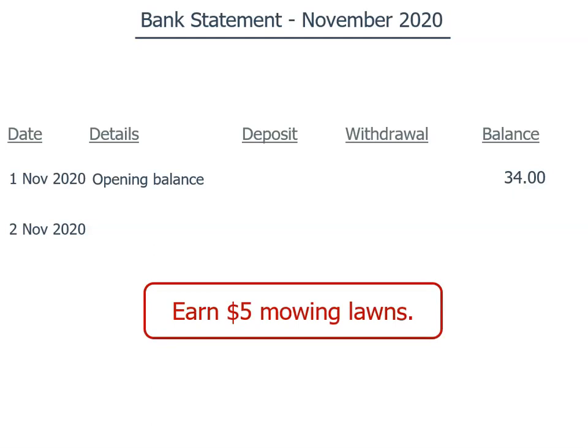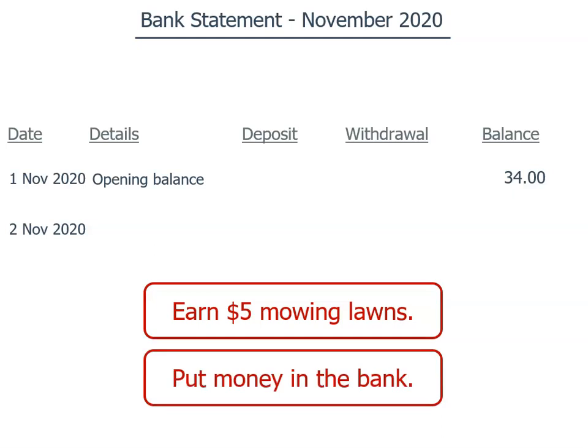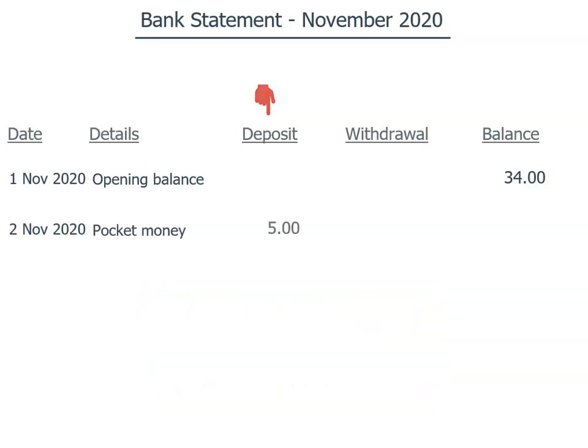On the 2nd of November, you earned $5 mowing lawns. Now, when you earn that money, you decide to put the money in the bank. So that's a deposit, and we're going to add that to the balance. So we have $5 pocket money as a deposit. You had $34 already, so when you add $5, you now have $39.